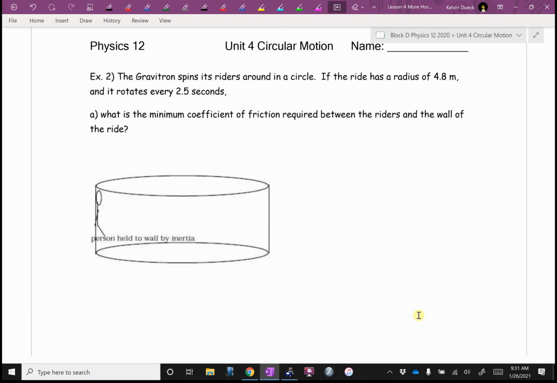The Gravitron spins its riders in a circle. If the ride has a radius of 4.8 meters, which is about what Playlands is, and it rotates every 2.5 seconds, A.